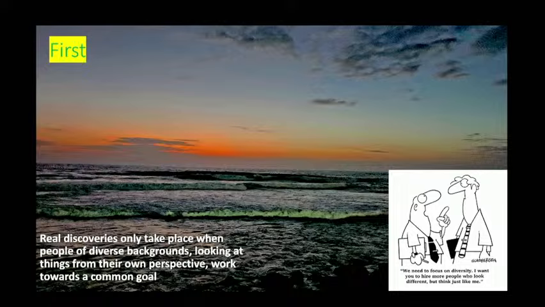Real discoveries only take place when people of diverse backgrounds, looking at things from their own perspective, work towards a common goal. There are people who are engineers, there are scientists, there are doctors, there are people who are doing patent-related work, there are people who are doing copyright-related work, and all of us have to get together with industry to make it happen. It cannot be done by a single individual. What we do is, in every selection, and I've been a part of nearly 30 university selections, many of the professors have been appointed, but what I say is, we need to focus on diversity.